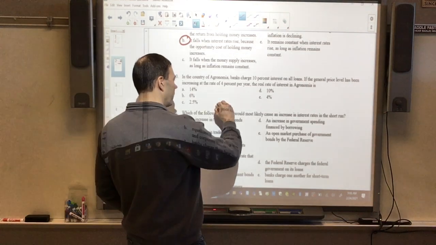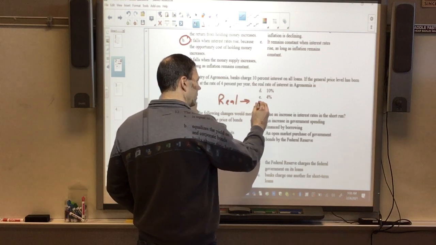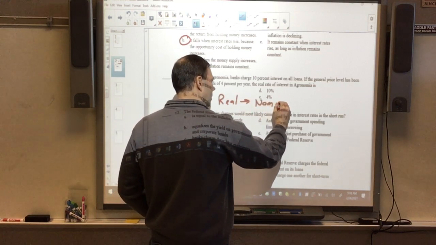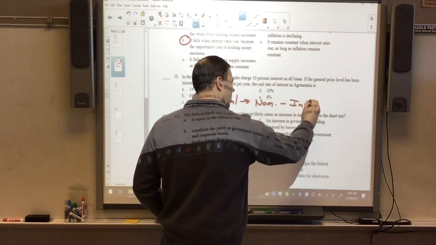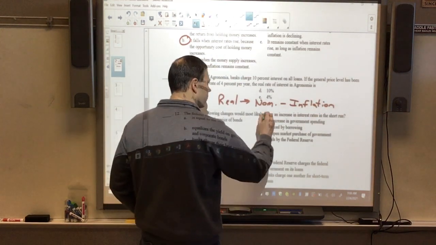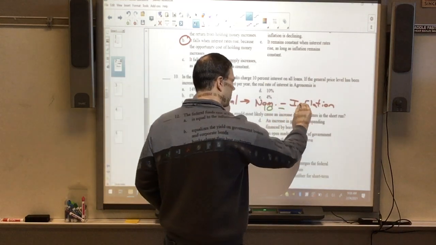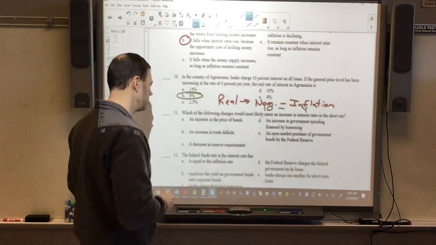Here's our typical formula, remember, real interest rates, real wages, real whatever, equals nominal minus inflation. So we're just going to plug the numbers in. We know that nominal is 10%. We know that inflation is 4%, so 10 minus 4, and we get letter B, which is 6.